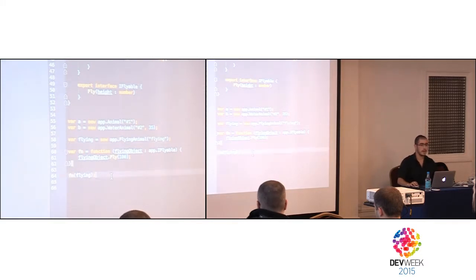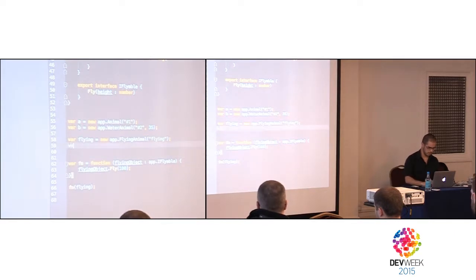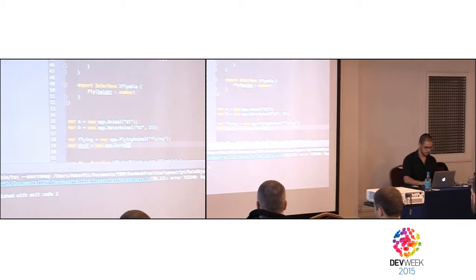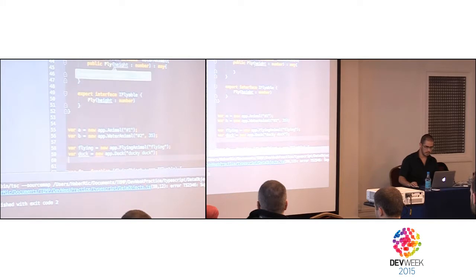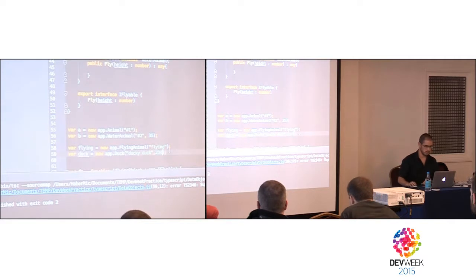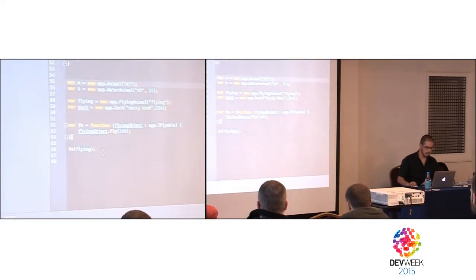Great. So now I'm going to create an instance of a duck, and var duck = new app.Duck, and the duck needs to get the ducky duck. Okay, so why is that? Because I am inheriting from water animal, and the water animal should get the number. Okay, great. So now if I would call the fn with the duck object, it would work.